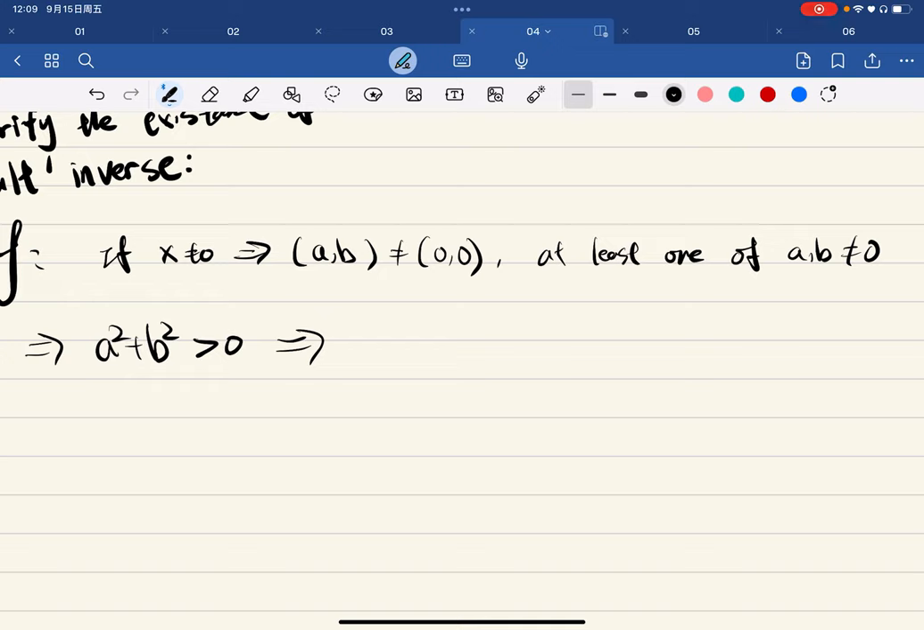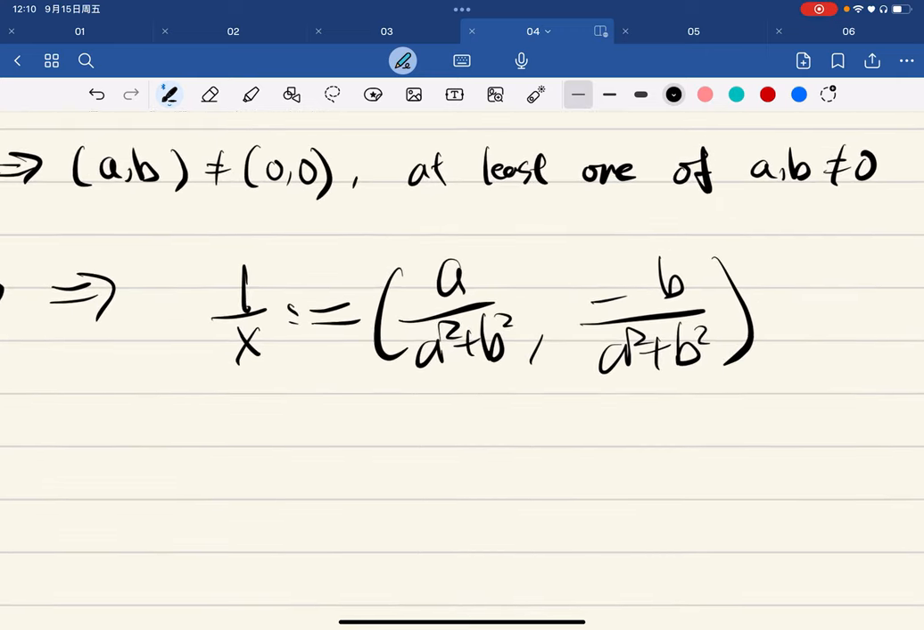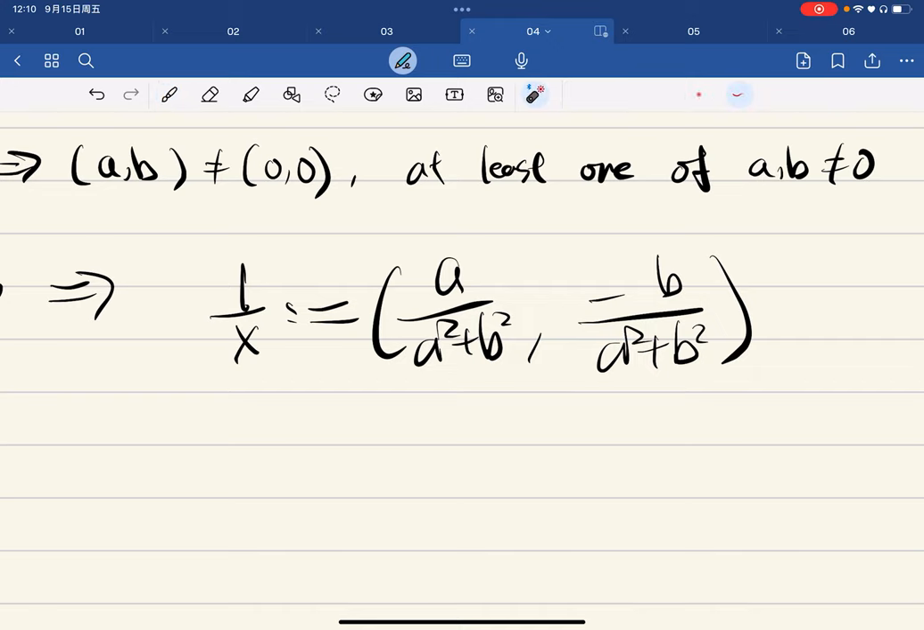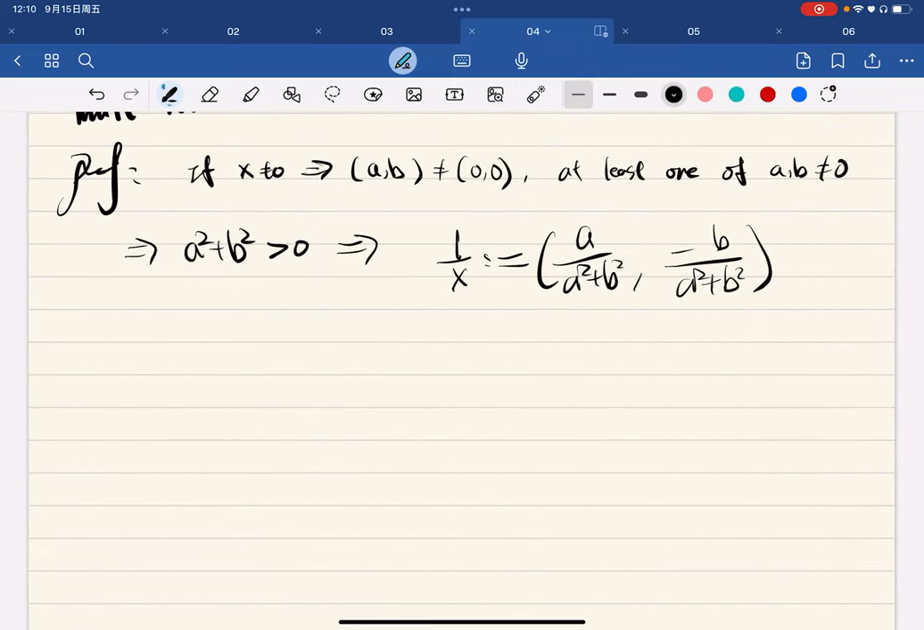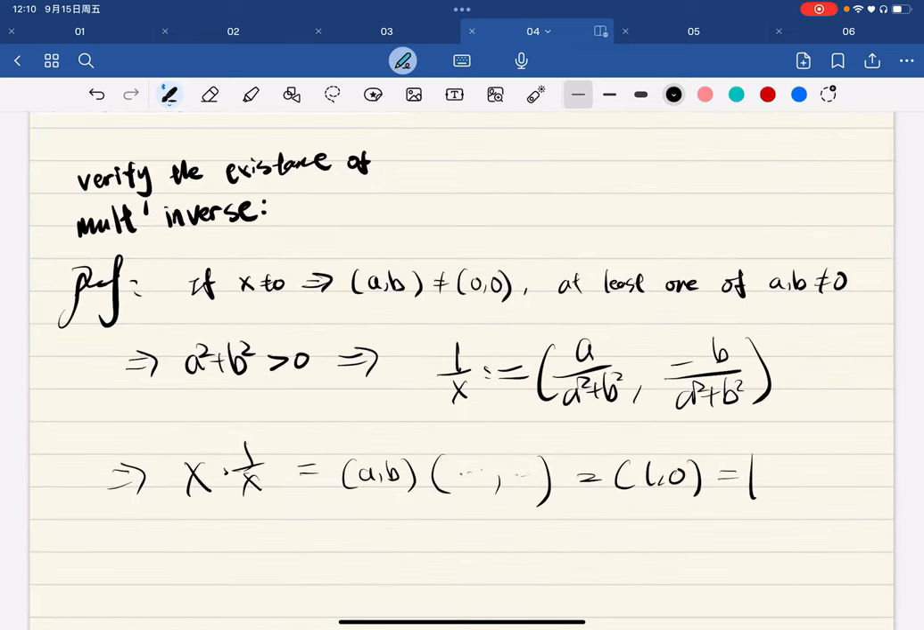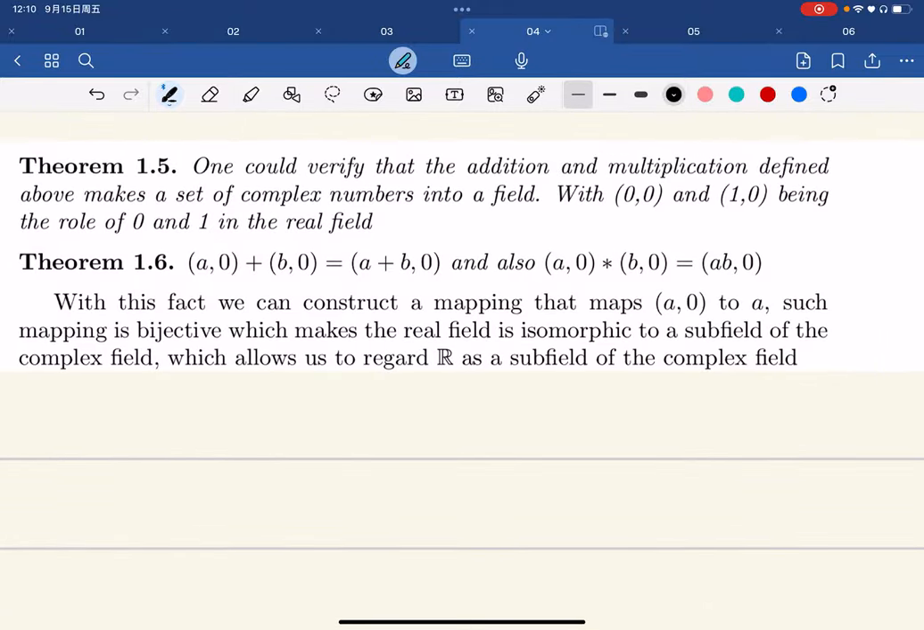Now we define the multiplicative inverse as a over a squared plus b squared, negative b over a squared plus b squared. So we're not dividing by zero, because that's not zero. So we're good. Now we can just multiply it out using the rules. This big ugly thing is equal to 1, 0. So we have done the proof, and now we know that the complex numbers form a field.